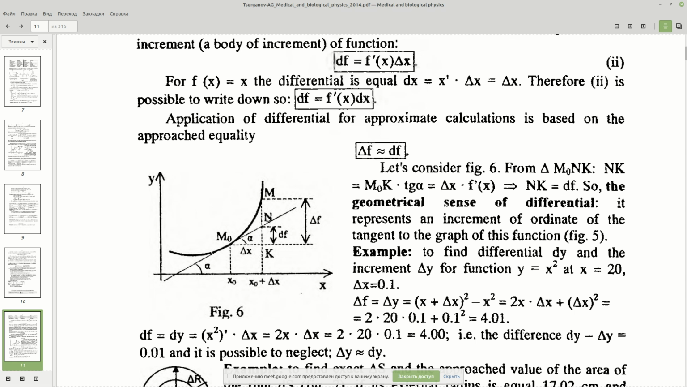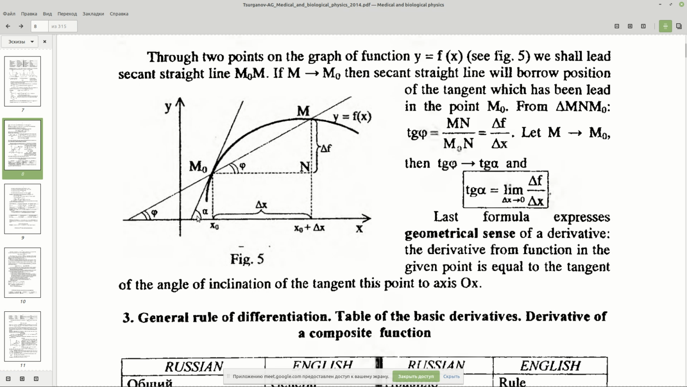What is figure 5? It is nearly the same, but with a slightly different graph, more curved. The distance between M0 and M is big enough here, and we have a slope with the angle alpha, and we could receive delta f and df.